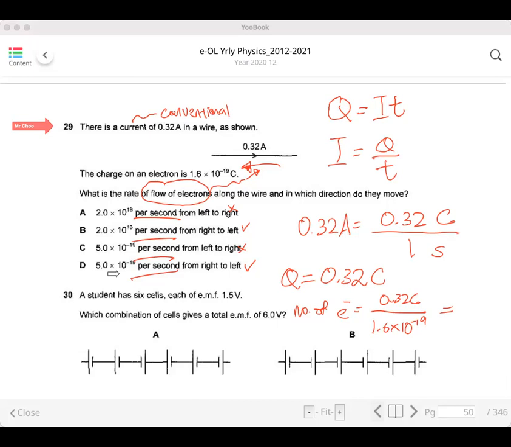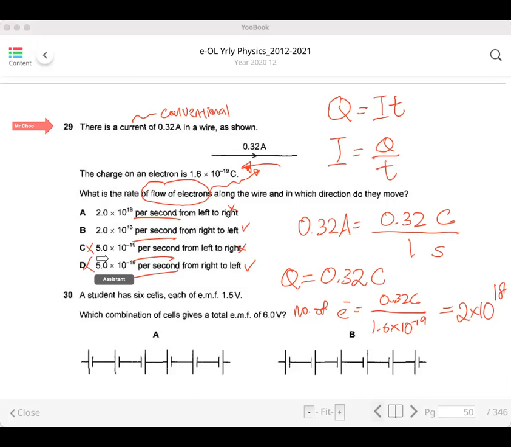Okay, the answer will be 2 times 10 to the power 18. Clear so far? The number of electrons will be 2 times 10 to the power 18. For this question, you don't need to calculate, you can also make sense. Does it make sense that in 1 second there is 5 times 10 to the power negative 19 electrons moving every second? Cannot be, right? This is so small a number. Definitely it doesn't make sense.